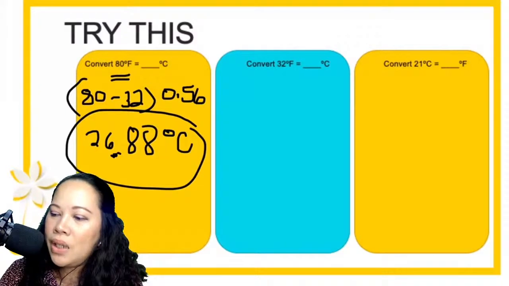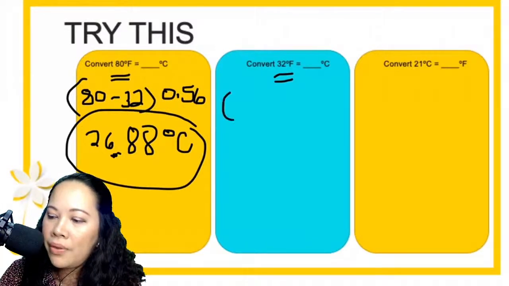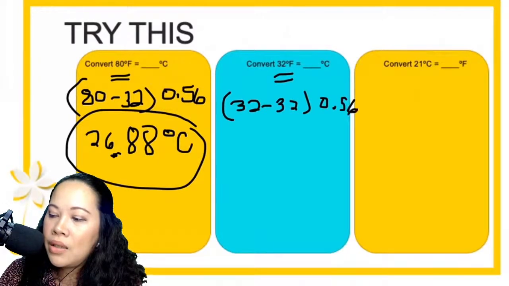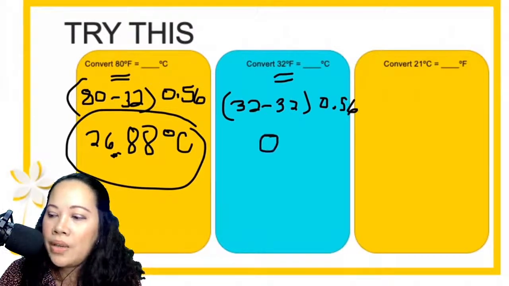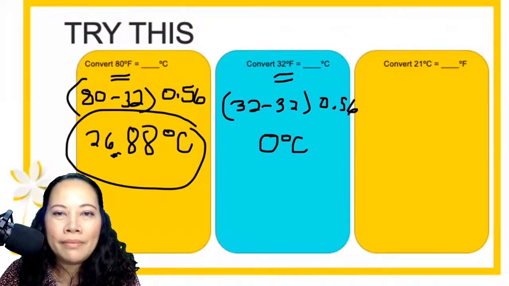Okay, so the next one is we have 32 degrees Fahrenheit to degrees Celsius. So the same thing, you have 32 minus 32 times 0.56. So that's 0, right? So it's 0 degrees Celsius.